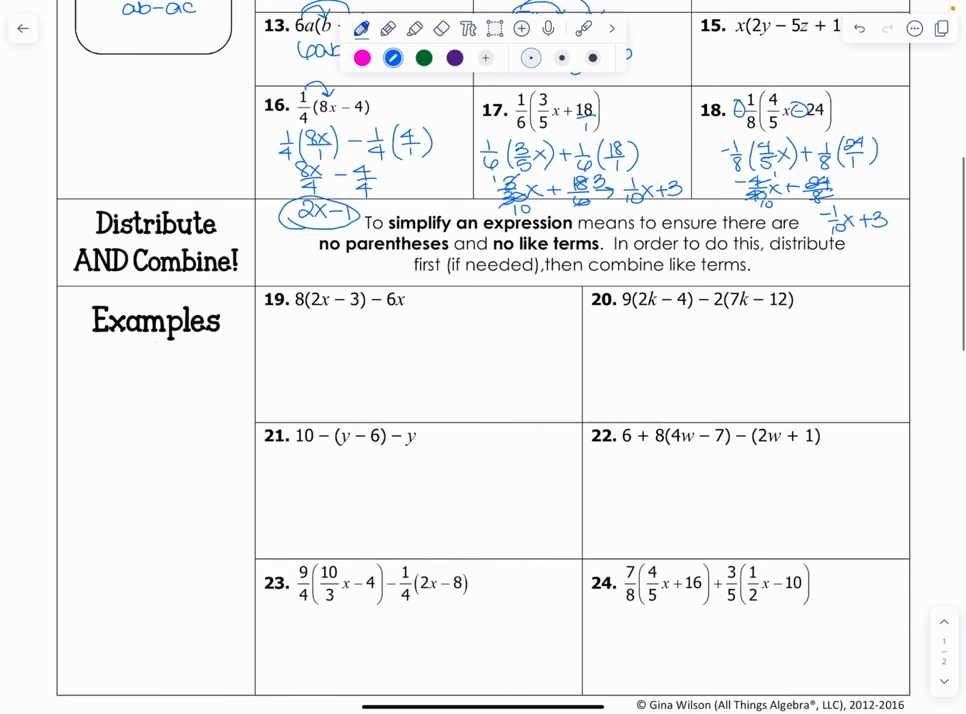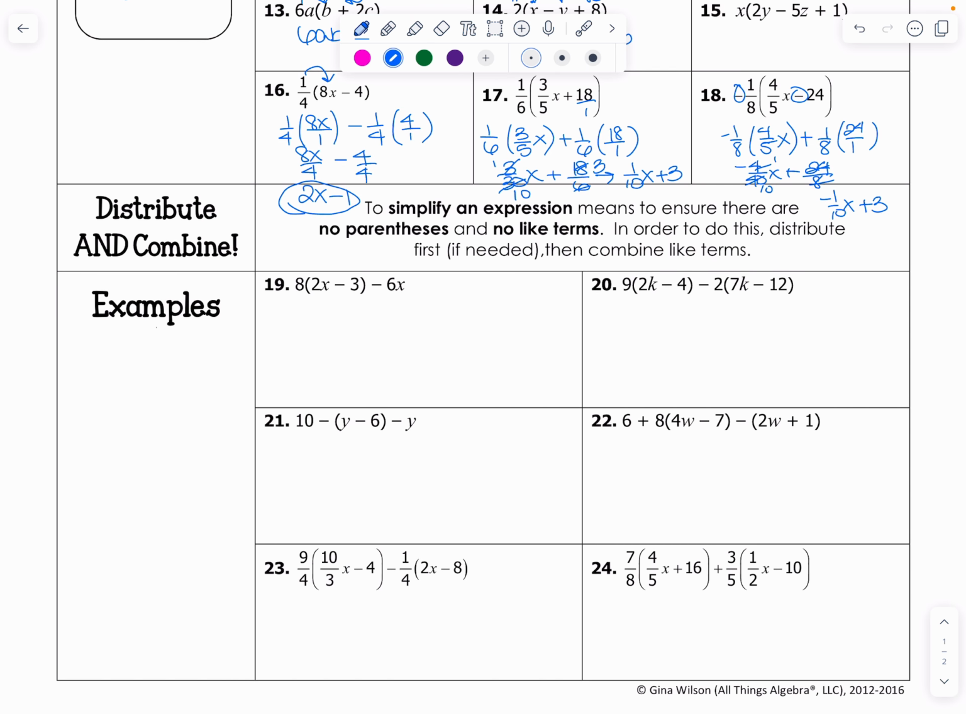Okay. Sometimes I have to distribute and then combine like terms. So I did a few of these also in class. So I have a 16x minus 24 minus 6x. So then my x's can combine, so I get a 10x minus 24.